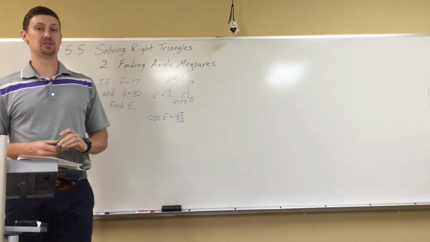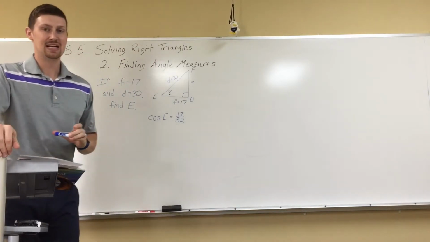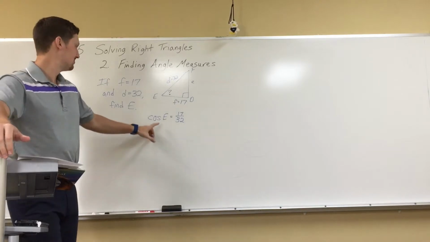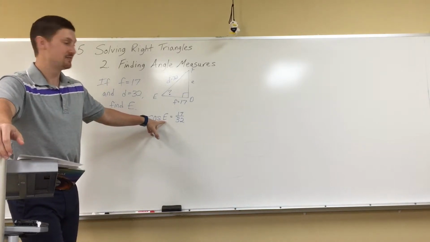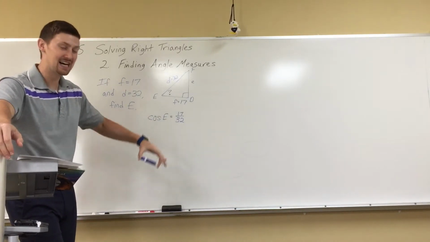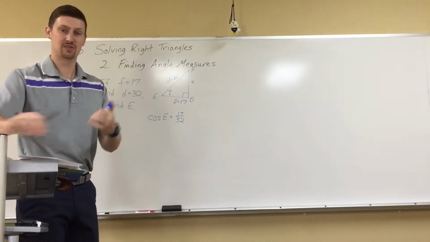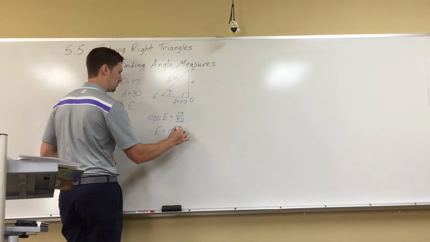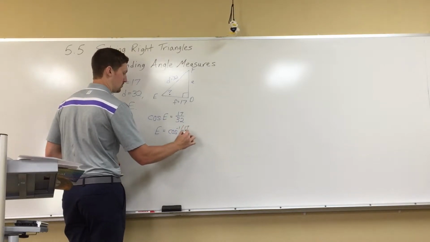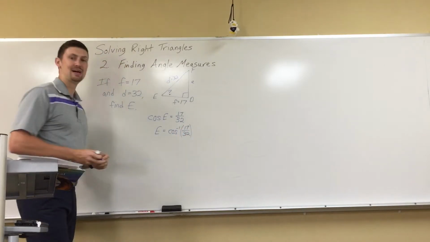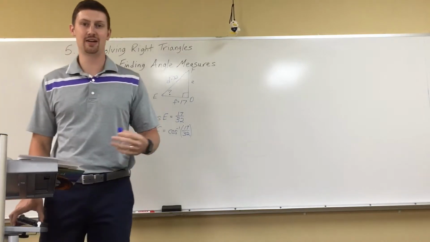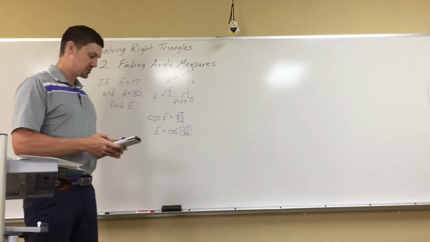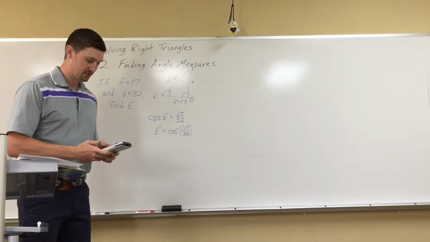This looks a lot like what we just solved a minute ago. How would I solve for angle E? Well, I want to get E by itself. How do I get rid of cosine? Divide. Better way to say it is take the inverse cosine or arc cosine. And back to our calculator. There's really no way to do this in our head other than our calculator. Inverse cosine of 17 divided by 32.